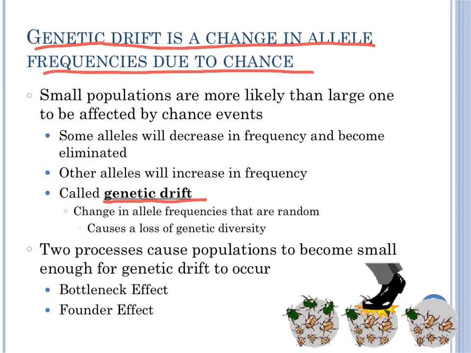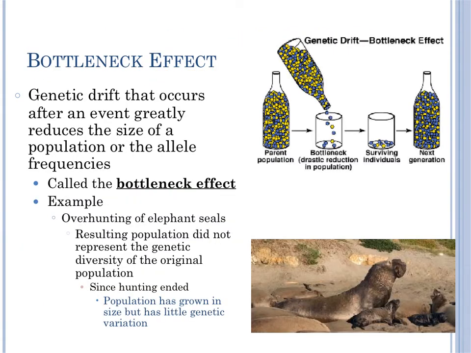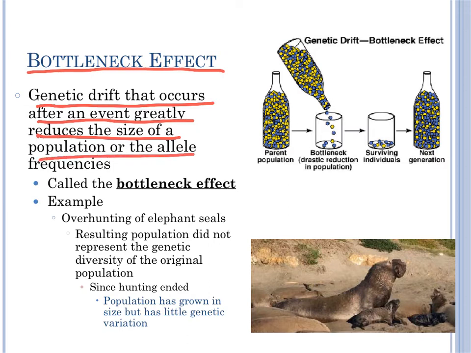2 processes cause populations to become small enough for genetic drift to occur. The first is called the bottleneck effect, which we'll talk about later, and the founder effect, which we'll also talk about later. The bottleneck effect is genetic drift that occurs after an event greatly reduces the size of a population or the allele frequencies. Okay, bottleneck effect can be an example of overhunting of elephant seals.